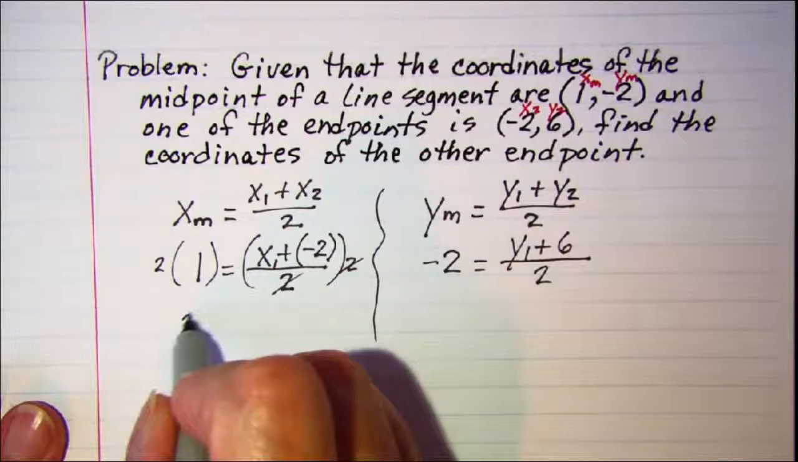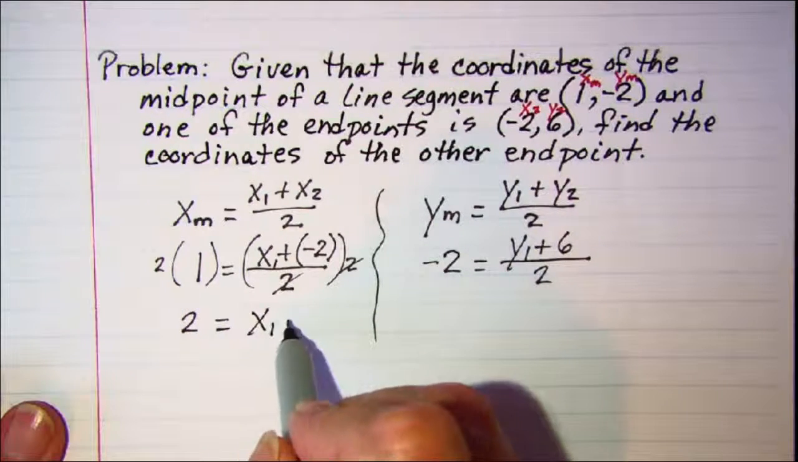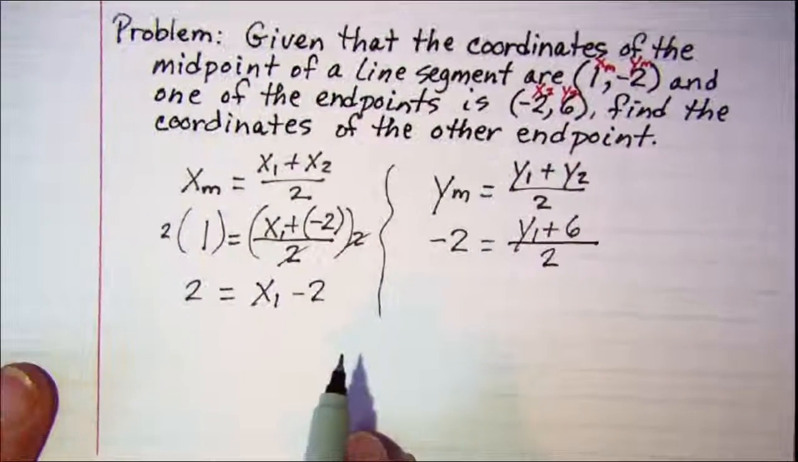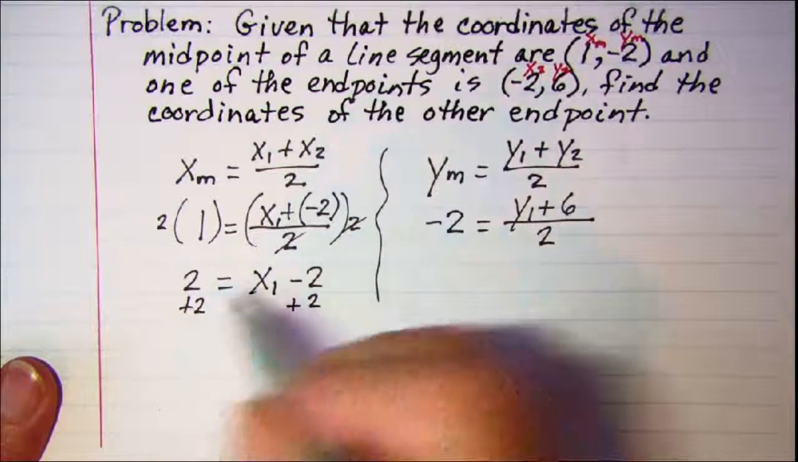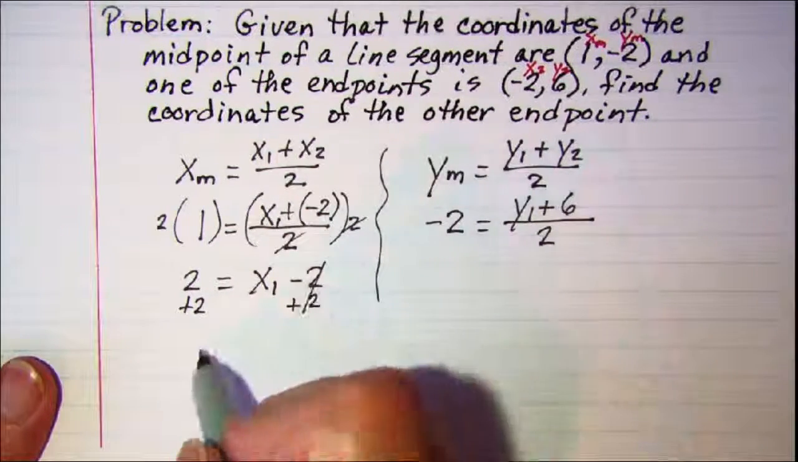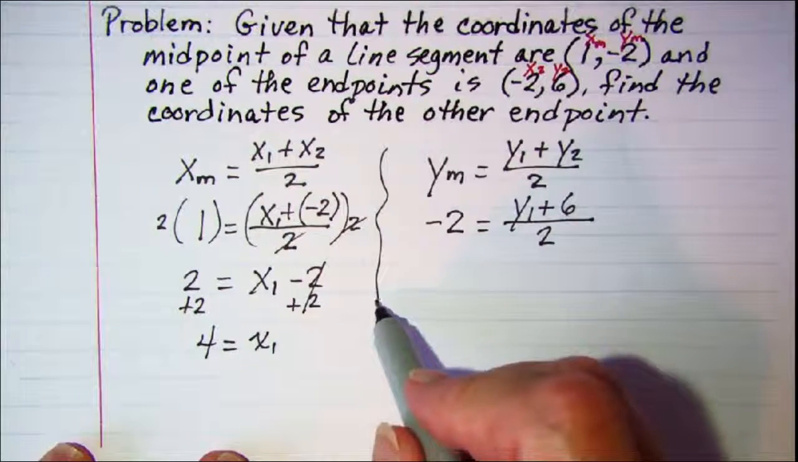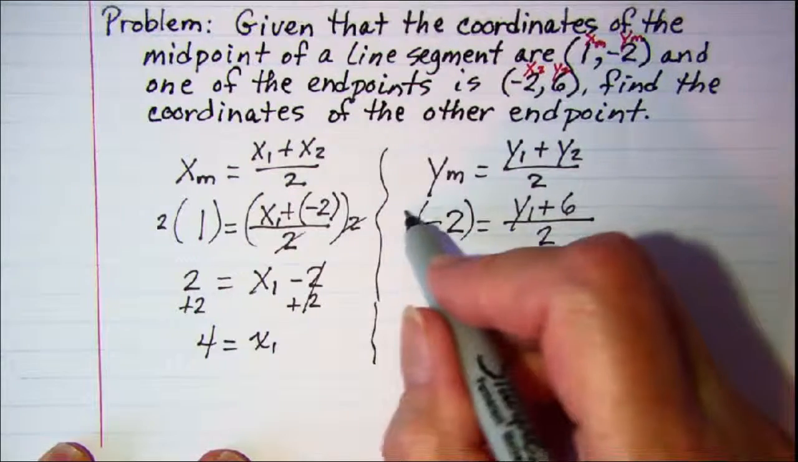So I have 2 on the left is equal to x sub 1 minus 2. I can add 2 to both sides. These will cancel, and I have 4 is equal to x1. Let's go ahead and solve for the y coordinate. Multiply both sides by 2 again.